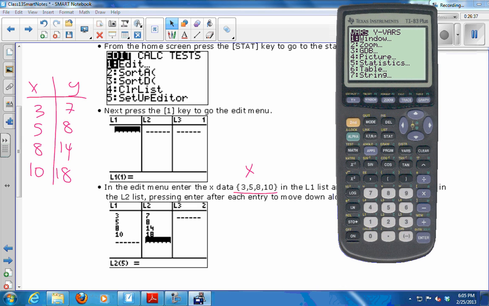So you press the variables button, choose Y variables because we're looking for Y1. Option 1 is function. That's the one we want. And once you go in there, there's a list of all the Y's. So we want Y1.